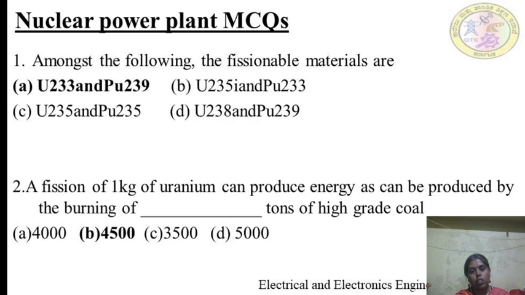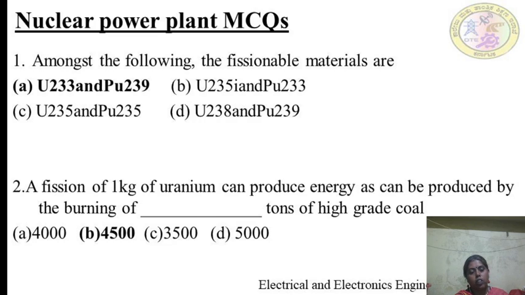First: among the following, the fissionable materials are: A. uranium-233 and plutonium-239, B. uranium-235 and plutonium-233, C. uranium-235 and plutonium-235, D. uranium-238 and plutonium-239. Which of these are the fissionable materials? Uranium-233 and plutonium-239. That is A. A is the correct answer.